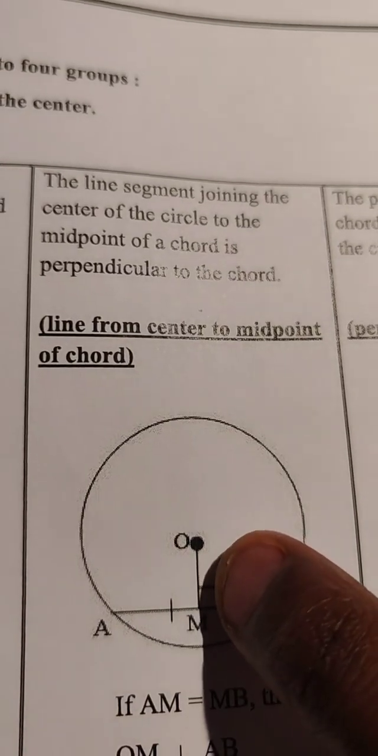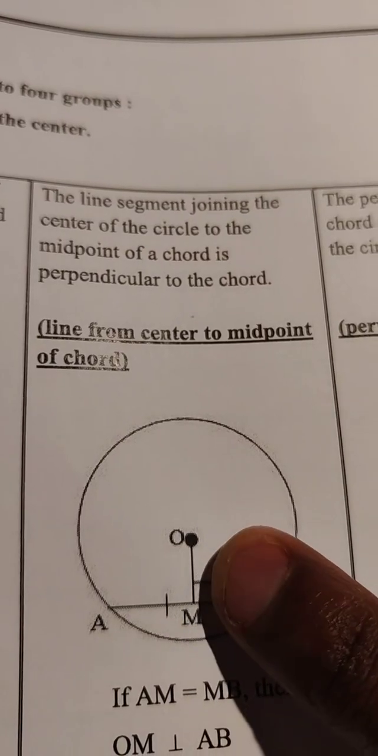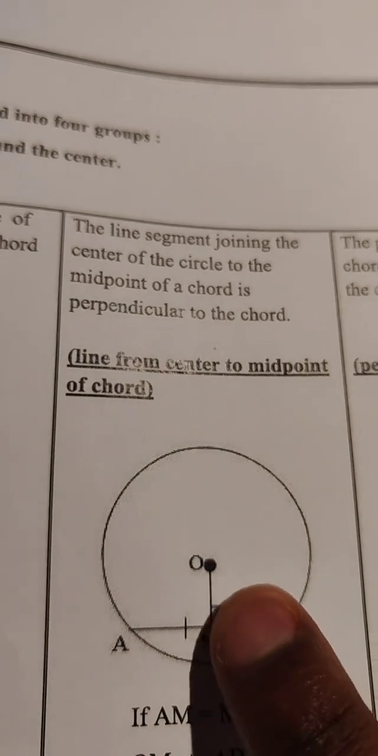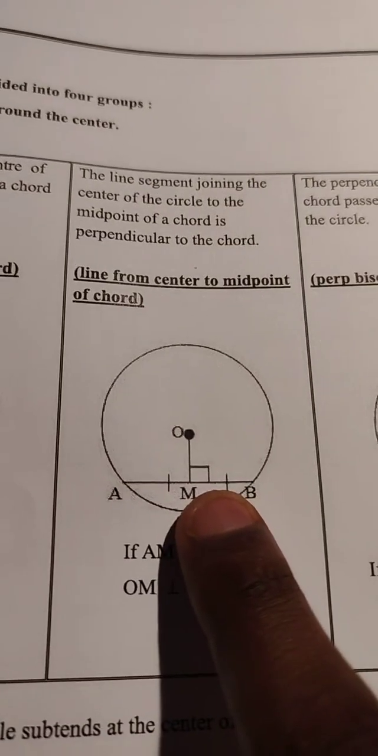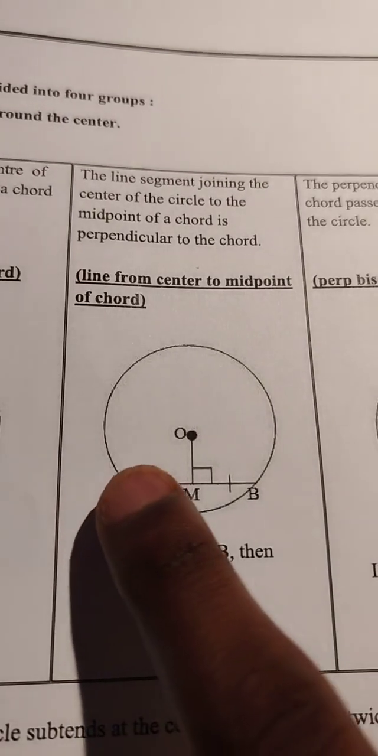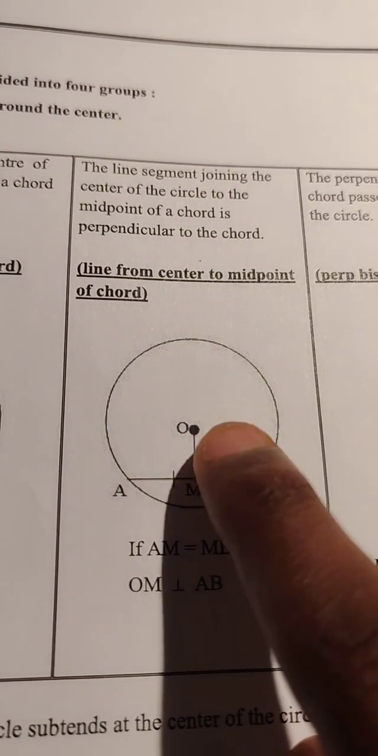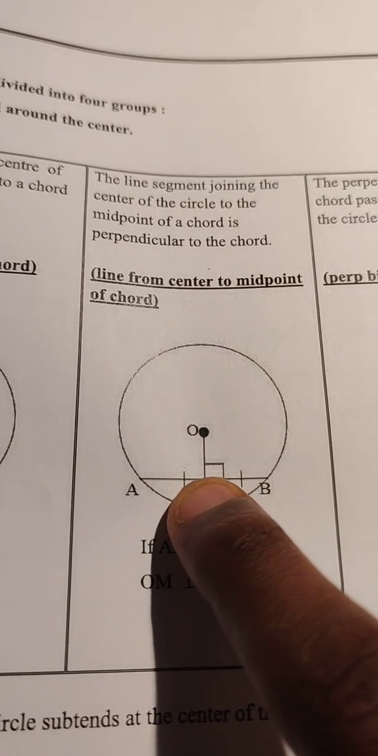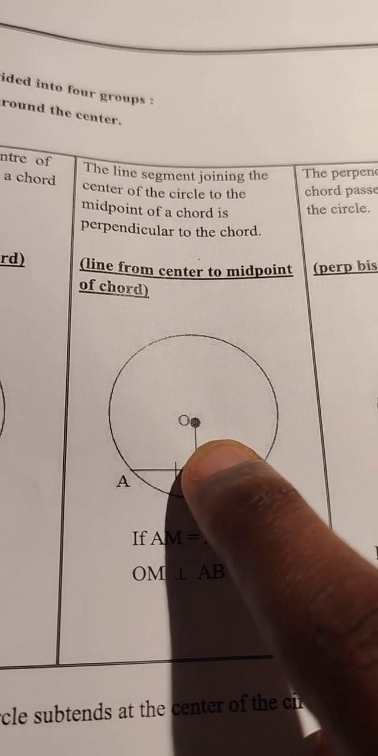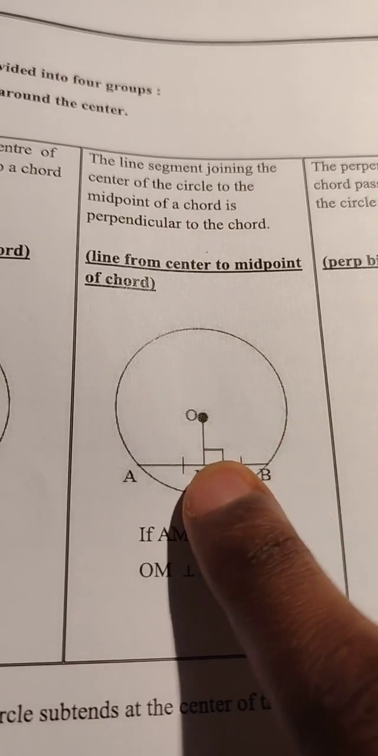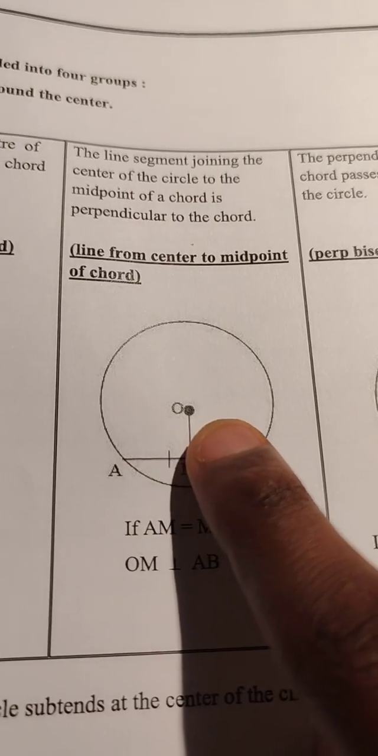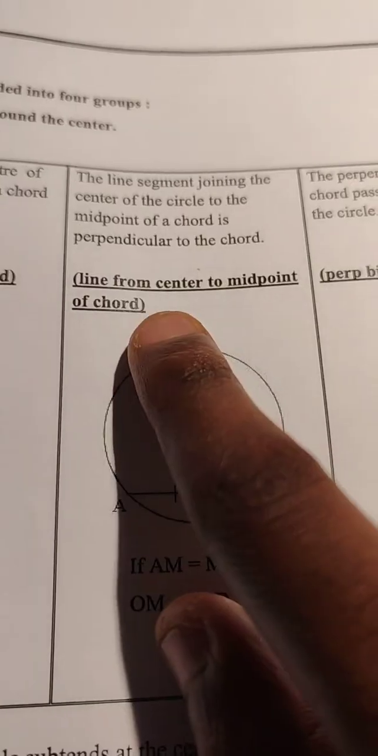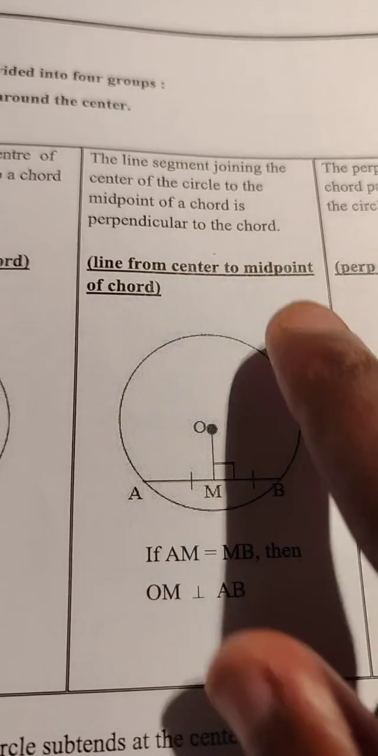So from this theorem, the 90 degrees wouldn't be there. It would simply be a line coming from the center to a particular midpoint. And then we would say, because there's a line from the center to a particular midpoint, then our conclusion would be that OM is perpendicular to AB, and our reason would be line from center to midpoint of chord.